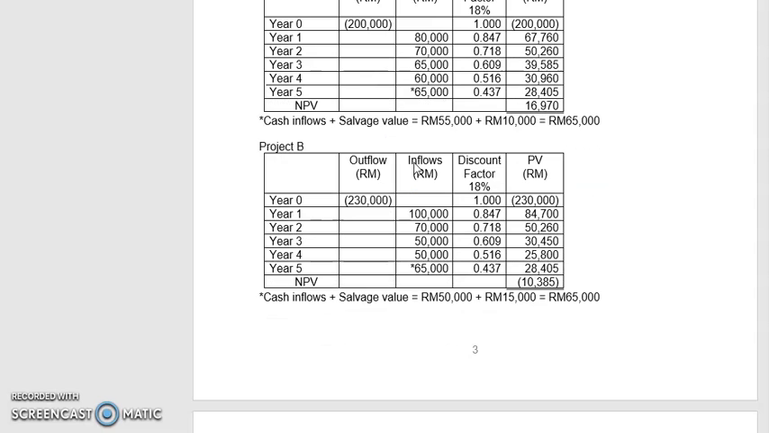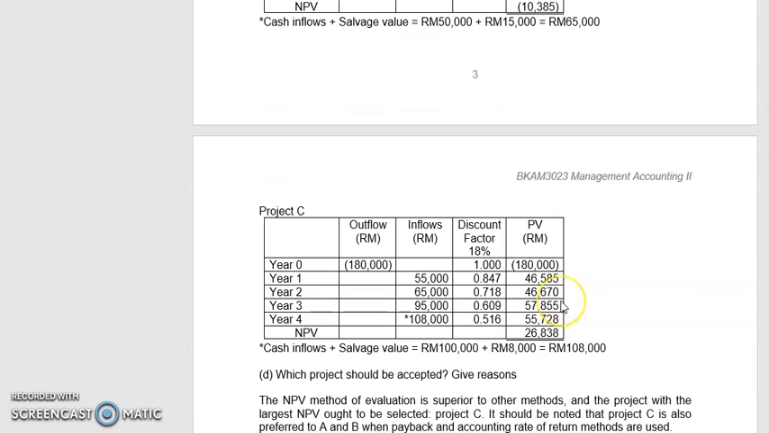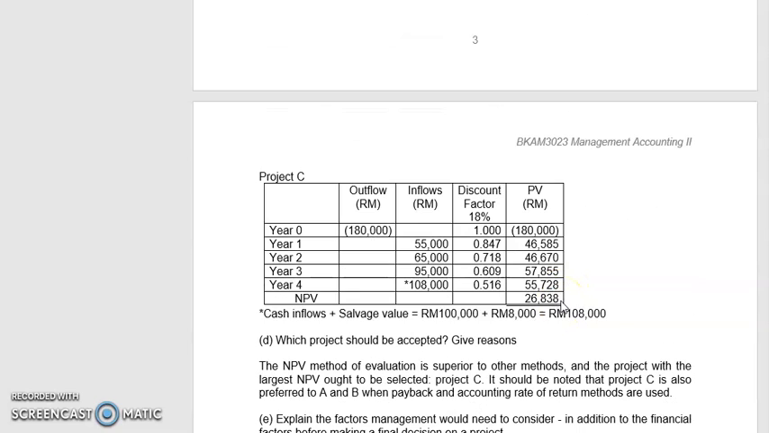So for project B, it will be the same way. You have to calculate all the figures given, and you'll get the NPV of negative 10.385k. Okay, for project C, you will get NPV 26.838.